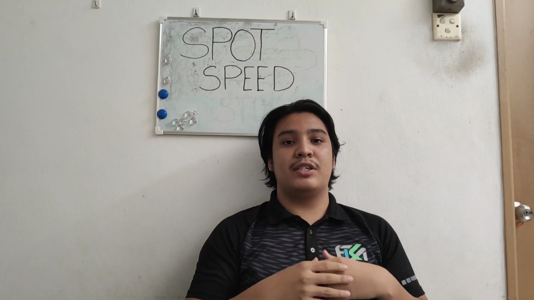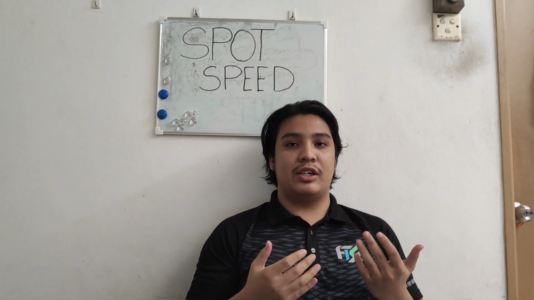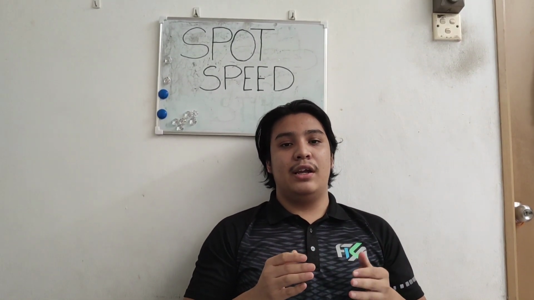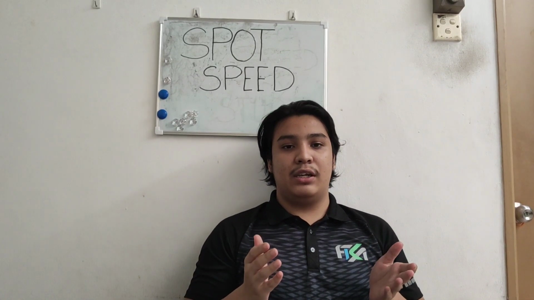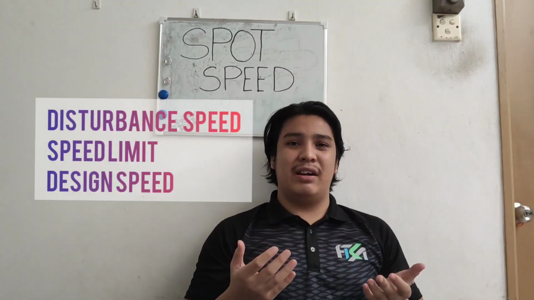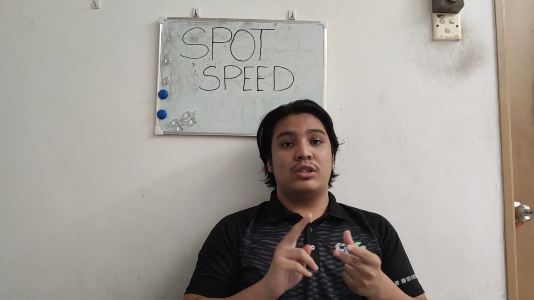Before we start, spot speed studies are used to determine the speed distribution of a traffic stream at a specific location. The data gathered in spot speed studies are used to determine vehicle speed percentiles, which are useful in making many speed-related decisions. In this experiment, we are going to use two types of methods.